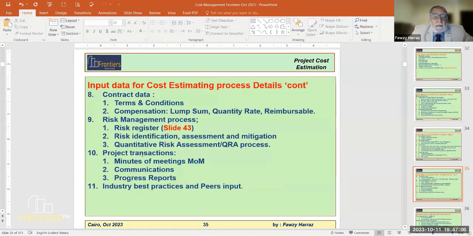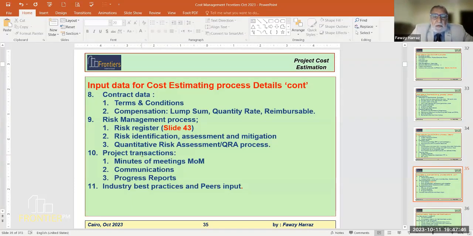Contract data, terms and conditions, obligations, compensation or remuneration. Is it lump sum? Is it quantity rate? Is it reimbursable? Most contracts, even the lump sum, have some unit rates for variations, and they have part of cost plus for activities that are not covered by quantity rates. In this case, the contractor will have to prepare clear documents for what was done and maybe submit backup market invoices or something like that.